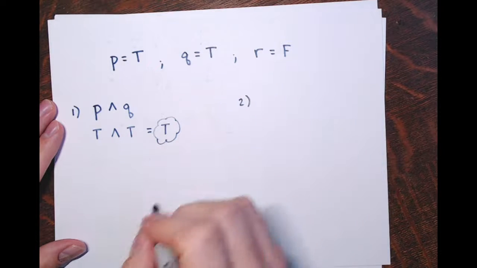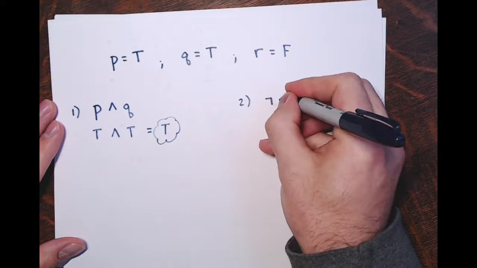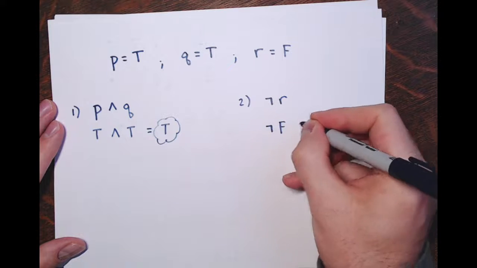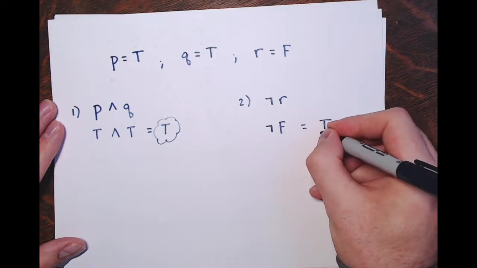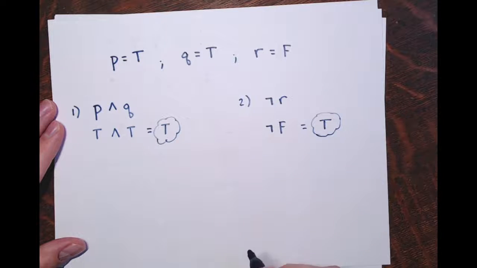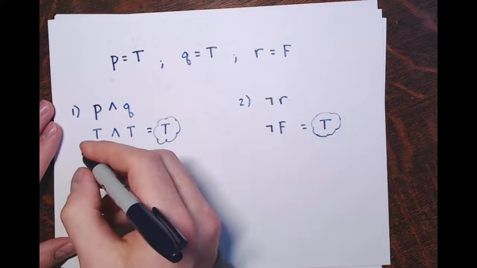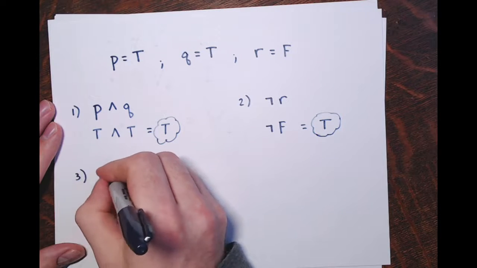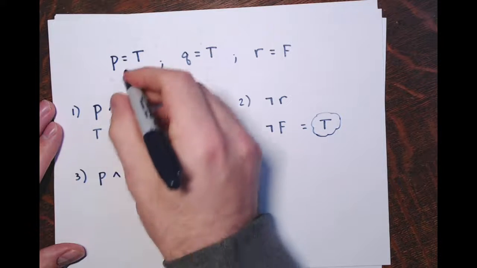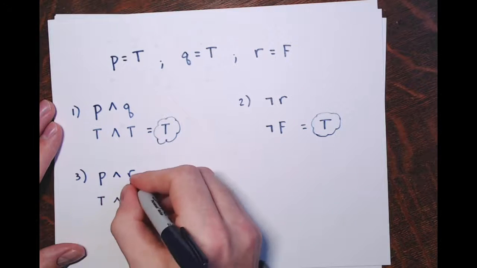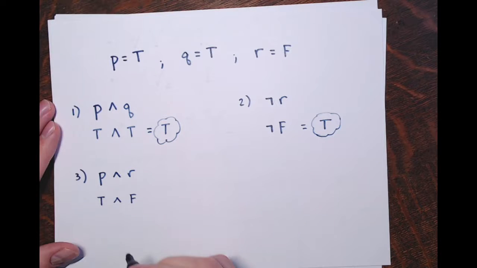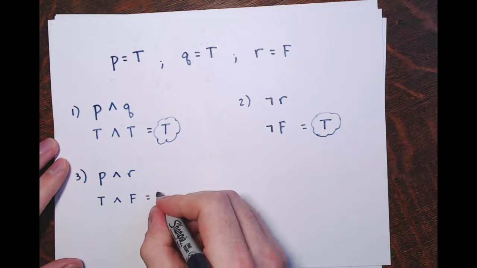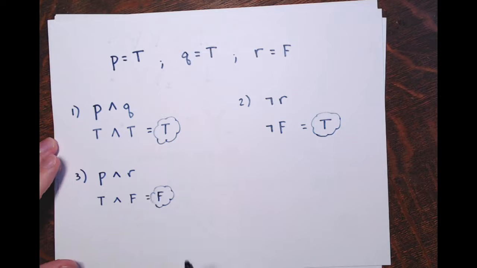Number 2, not R. R is some false statement. So this is not a false statement, which would be a true statement. So the truth value of not R would be true. Number 3 in this participation activity is P and R. Again, P is a true statement and R is a false statement. Remember, the conjunction is only true when both are true, like in number 1. So this is a false statement. This has a truth value that is false.